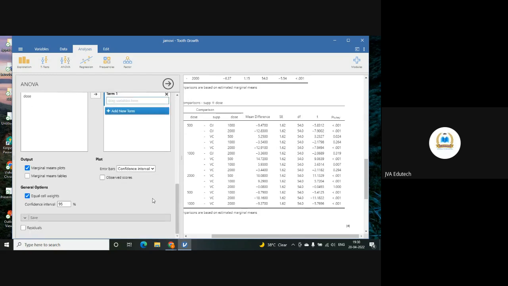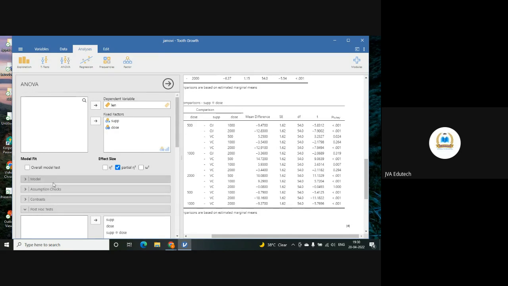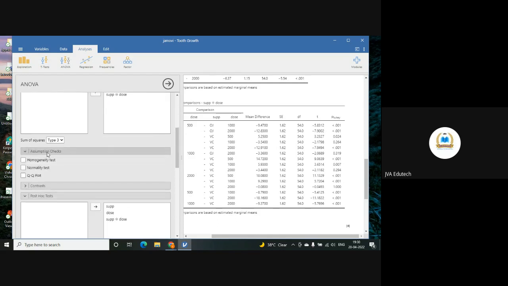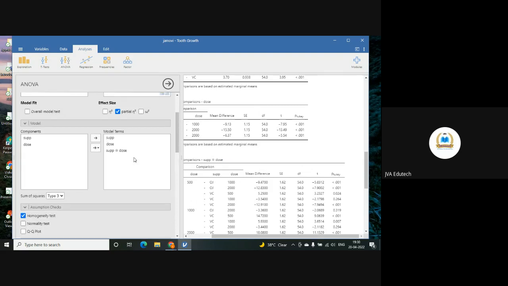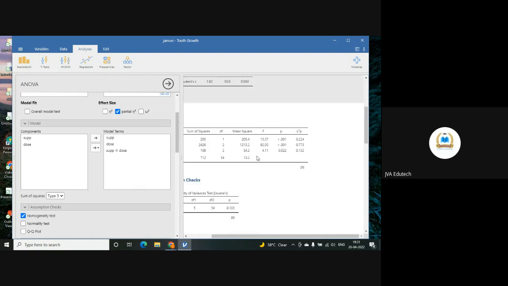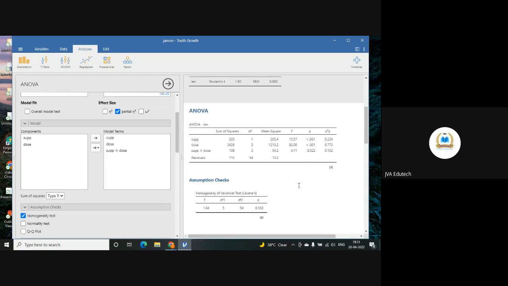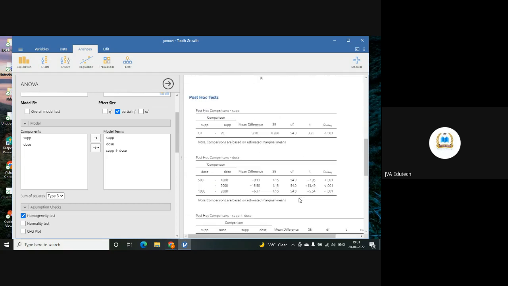Let me check whether I am getting the option to... The model we have already taken. Now we will test the assumptions. Since it is two-way ANOVA, the homogeneity test and normality test have to be done. By default, this two-way ANOVA is based on the third type of sum of squares. So homogeneity of variance is there. We have got 0.103, which is greater than 0.05.